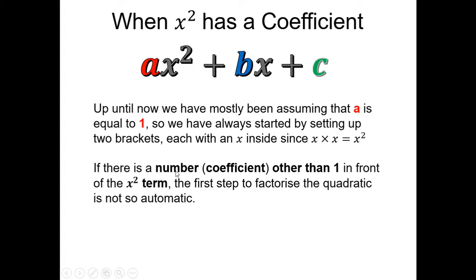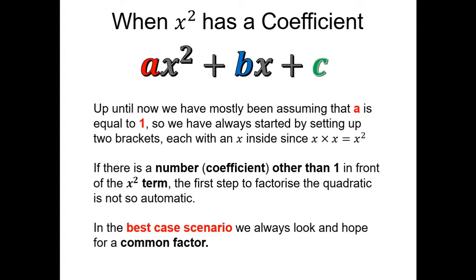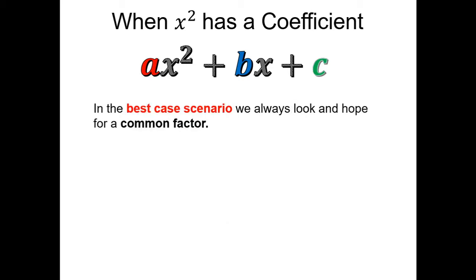If there is a number or coefficient other than 1 in front of the x squared term, our first step to factorizing the quadratic is not just automatically setting up two brackets with an x in each one. In the best case scenario, we always look and really hope that we can find a common factor to factor out. That's going to make things easier for us. So let's have a look at an example, which is in the best case scenario. We're going to look for a common factor here.